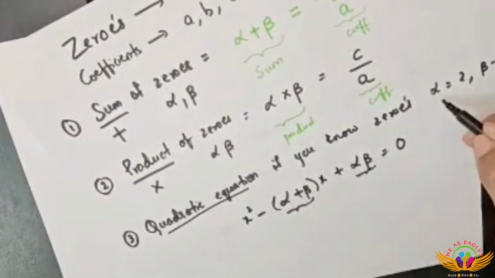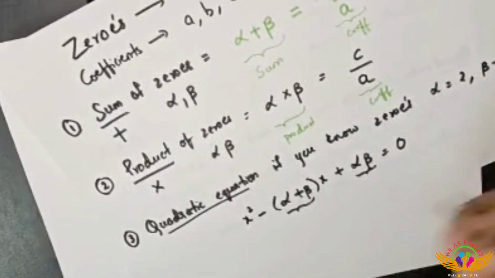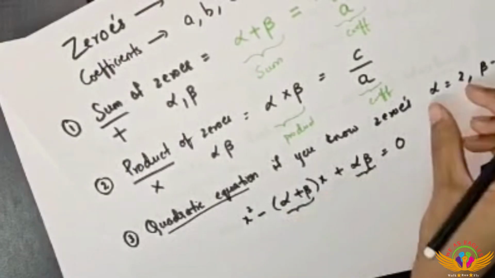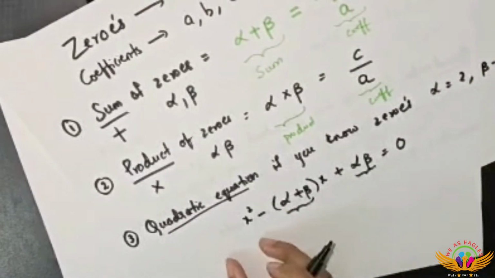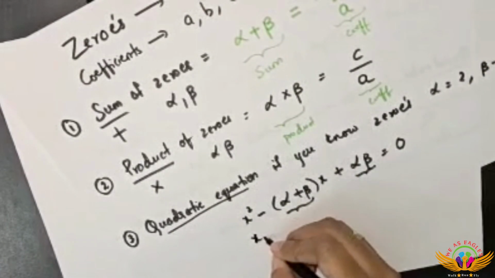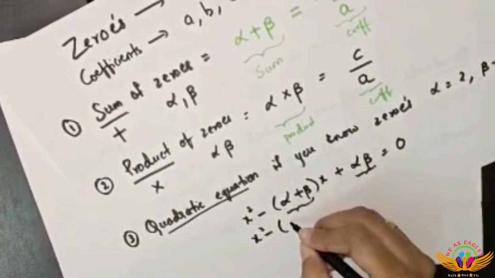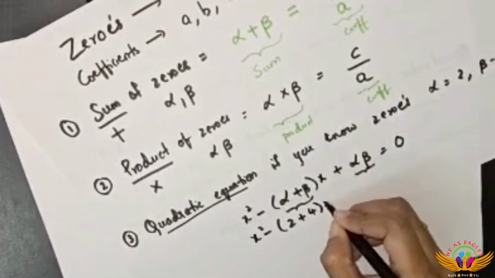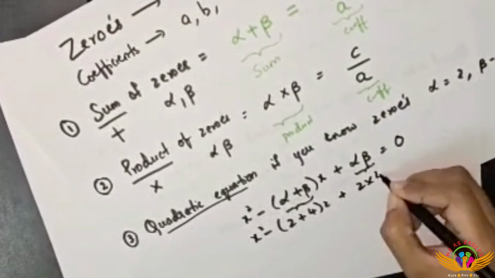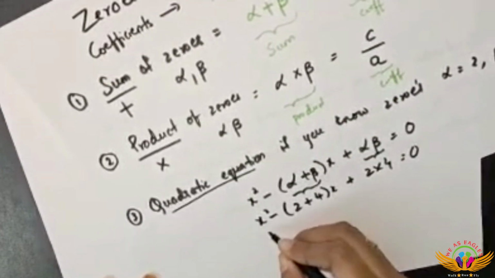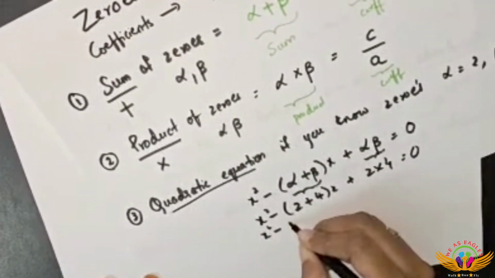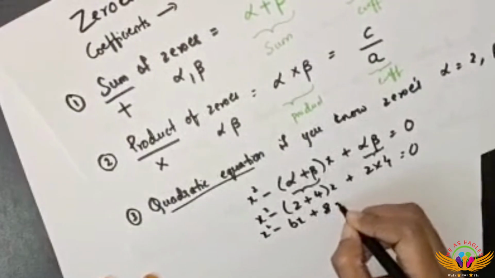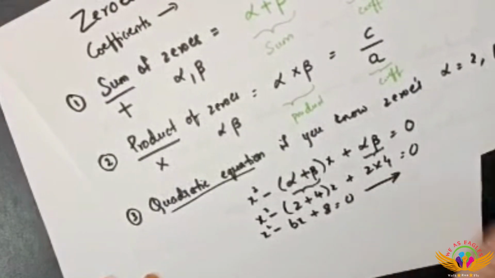Here I know alpha as 2, and beta as 4. Just substitute the alpha and beta values here and find the quadratic equation. x square minus (2 plus 4) x plus 2 into 4 equal to 0. It makes x square minus 6x plus 8 equal to 0, which is my quadratic equation.